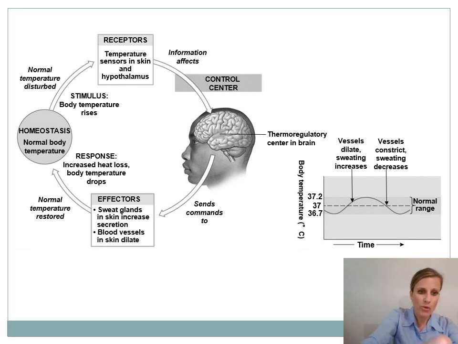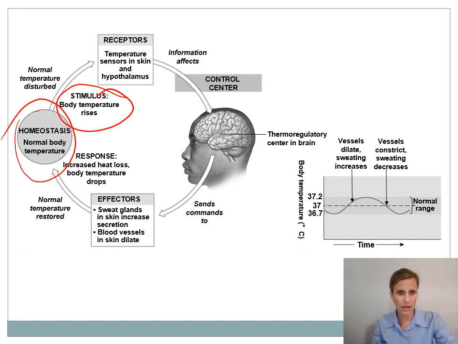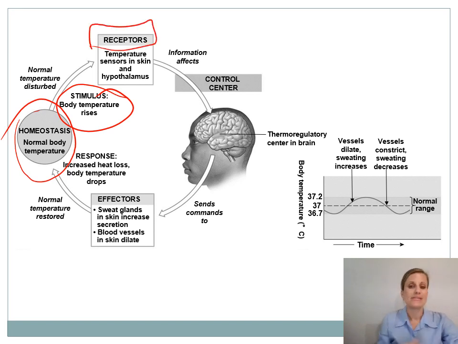You see here, homeostasis is normal body temperature, right? So about 98.6 degrees Fahrenheit. The stimulus here, or the change, the thing that goes wrong, is that our body temperature rises. The temperature goes up. First, remember, we're going to have receptors that sense this change. We have temperature sensors all throughout our skin, and then we also have some in the hypothalamus. That's a special part of the brain.